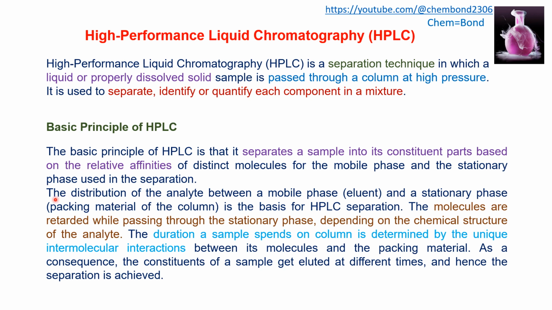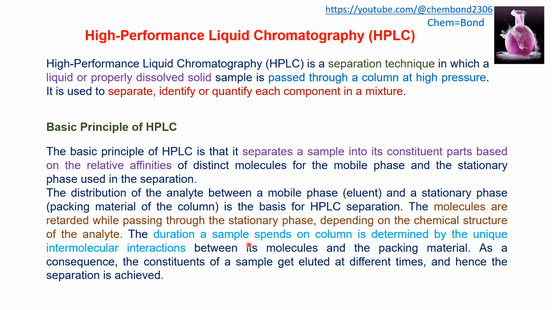phases. The distribution of the analyte between a mobile phase, which is known as eluent, and a stationary phase, which is the packing material of a column, is the basis of HPLC separation. The molecules are retarded while passing through the stationary phase depending on the chemical structure of the analyte. If the analyte molecule has greater affinity towards the stationary phase, then its speed will be retarded. And if it has less affinity towards the stationary phase, then it will pass through.